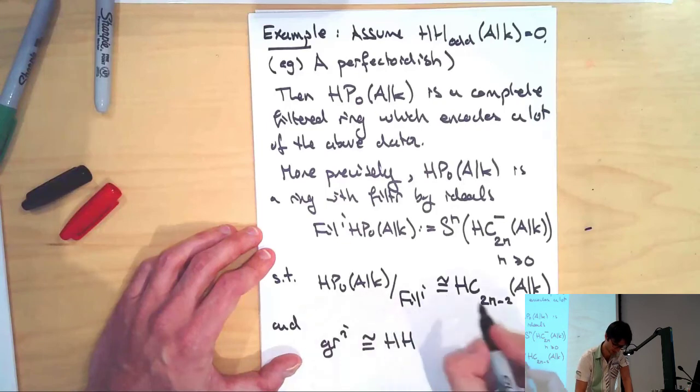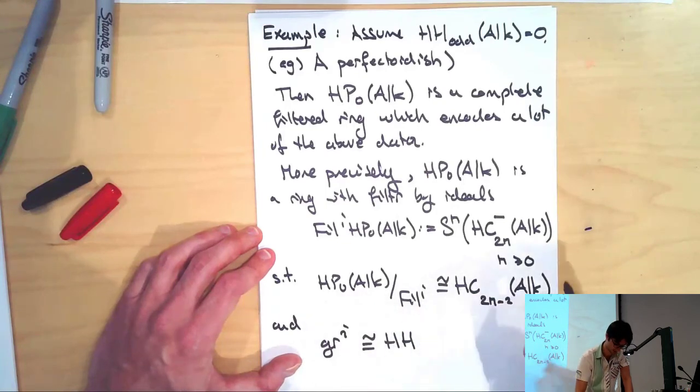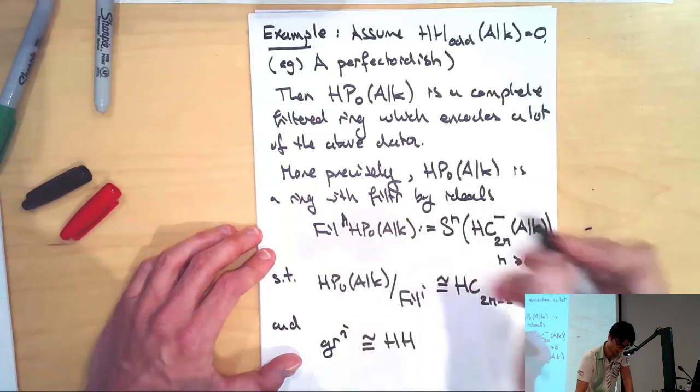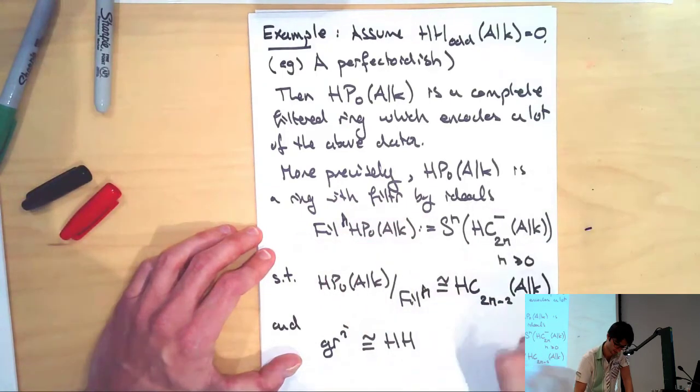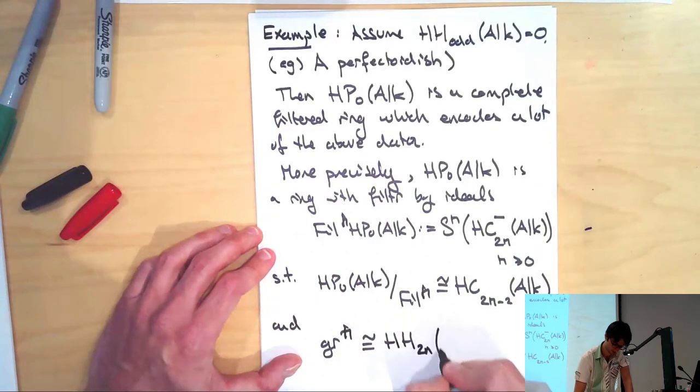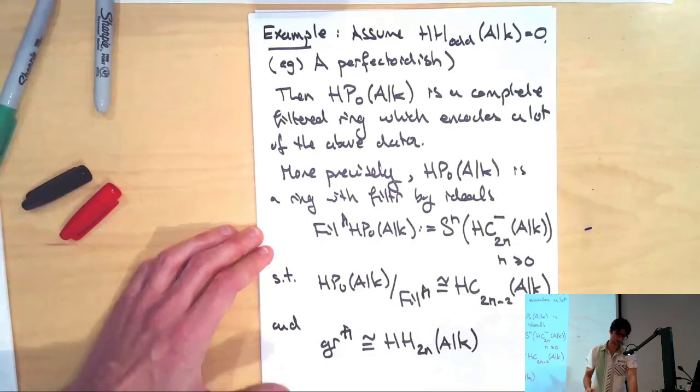Oh, I'm moving between n's and i's. N equals i, okay? There's an n, there's an n, there's an n, there's a 2n of a over k. Okay, so let me now explain what's going on.